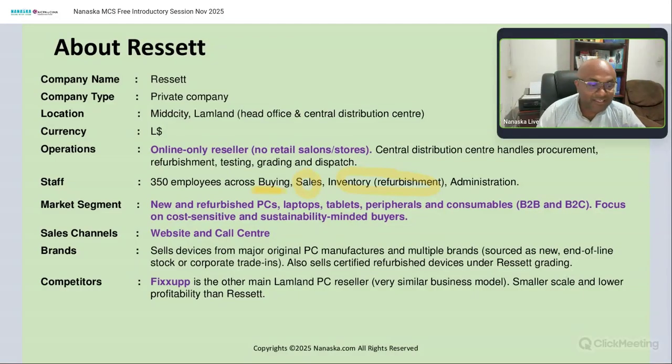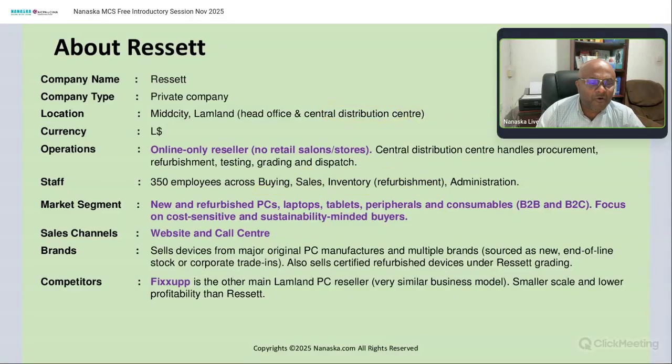Inventory. My gosh, that's a big area for us. Why is it a big area for us? Because we keep fairly large stocks with us. We buy and keep stocks in the distribution center and we sell online. Of course, we have the administration.